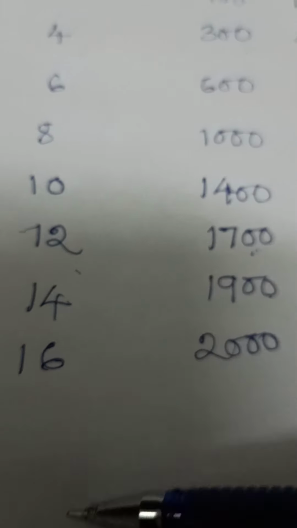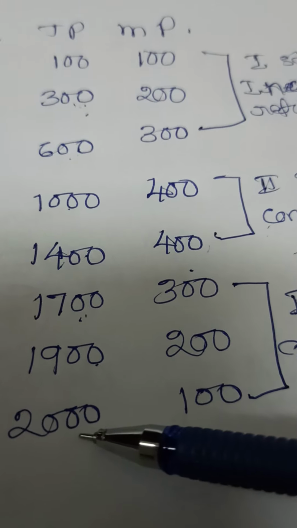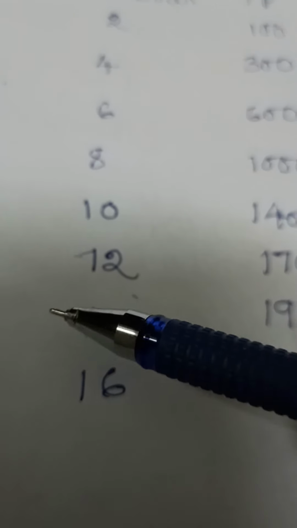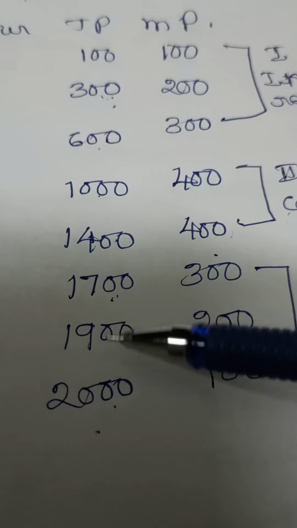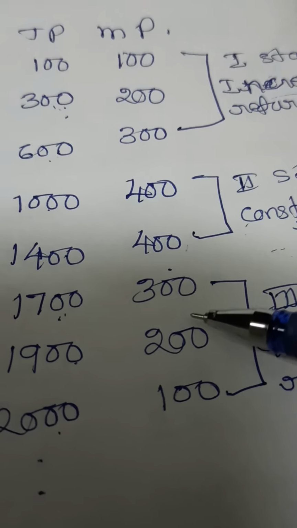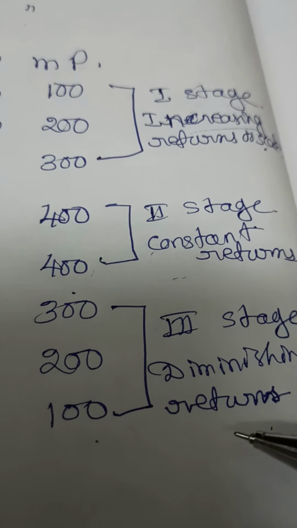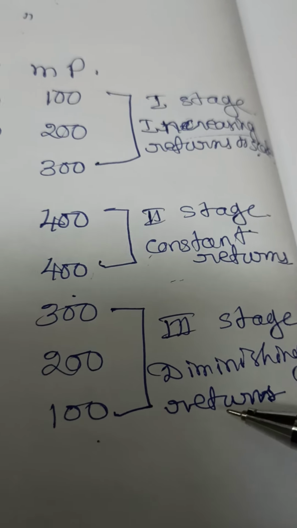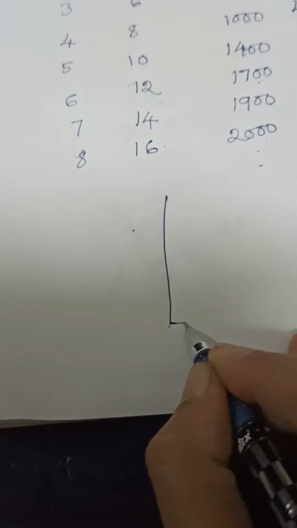Then the third stage is known as diminishing return. When you double the input, we get less than double of the output. Suppose when you use double the labor and capital, you are not getting double of the output, you are getting less than that. In this case, marginal product goes on decreasing. That is called diminishing return to scale. Then you have to show this with the help of a diagram.